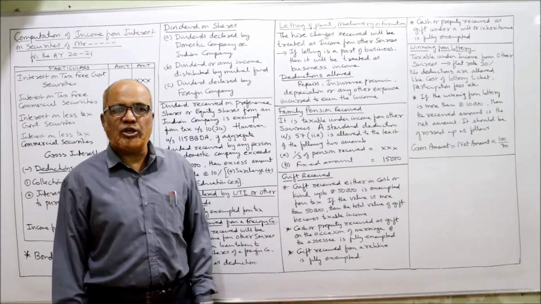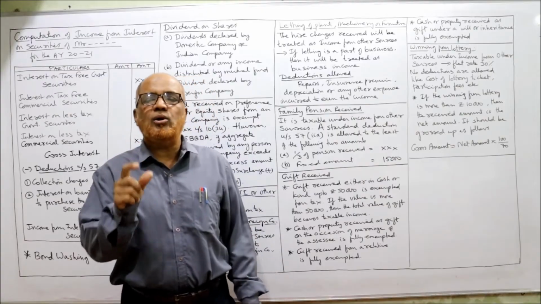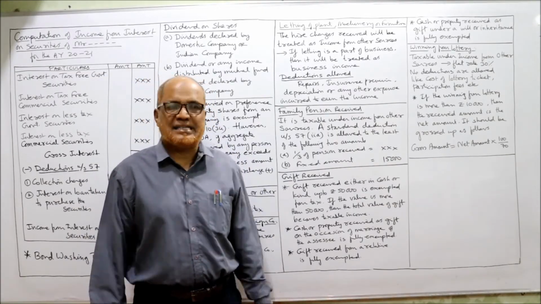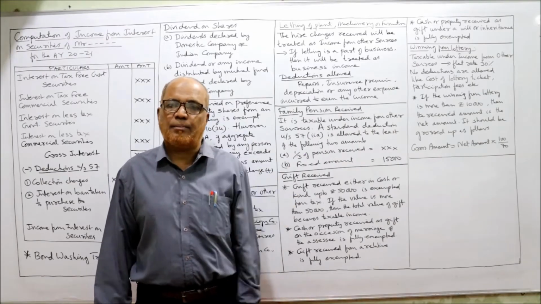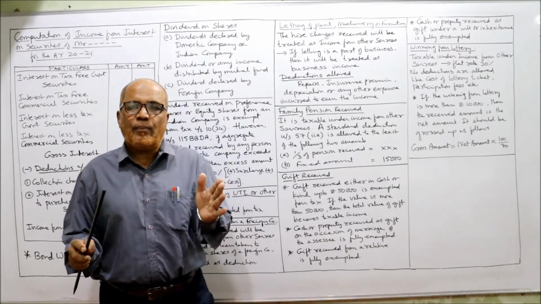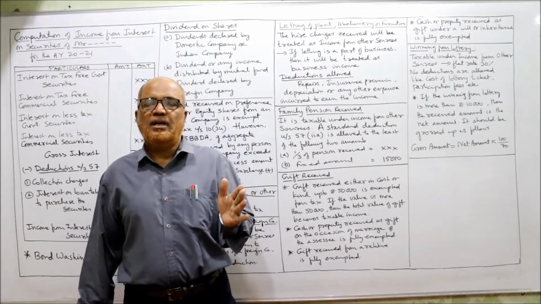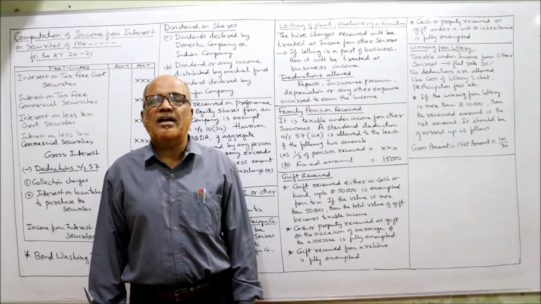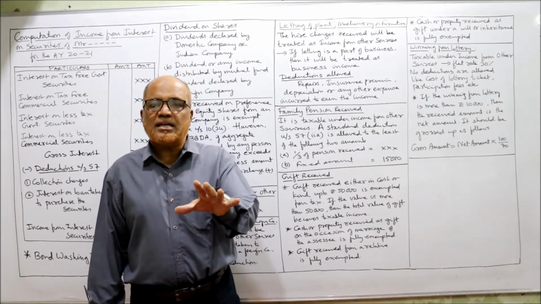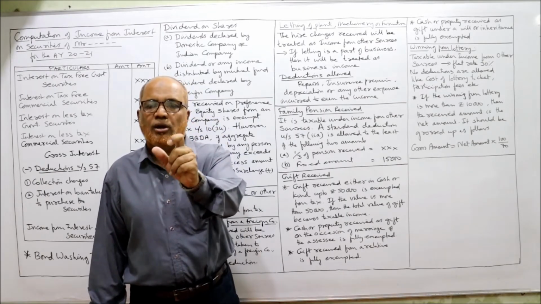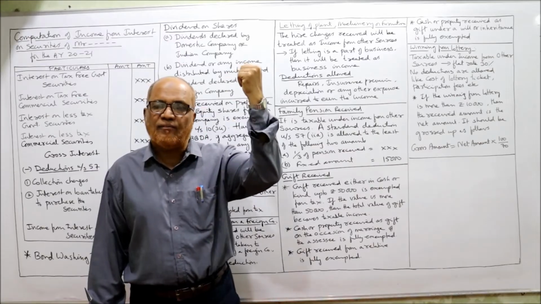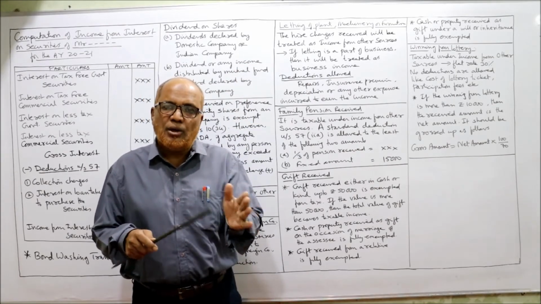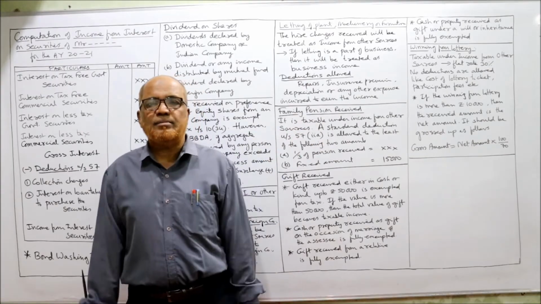Next, family pension. Pension means the amount which is received after salary ceases to exist, that means after retirement. As long as the employee is in service, he will receive salary. After retirement, the person will get pension. So the Income Tax Act says salary as well as pension, both are taxable under the head income from salary.